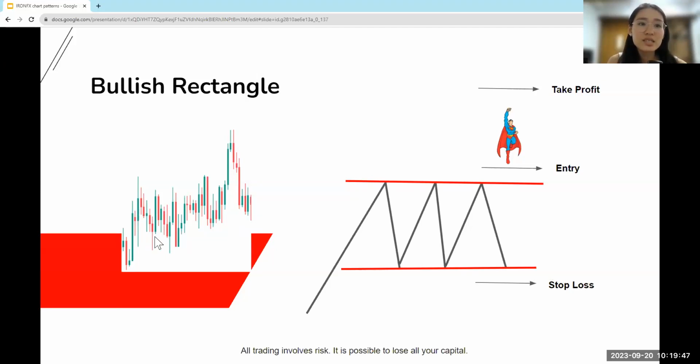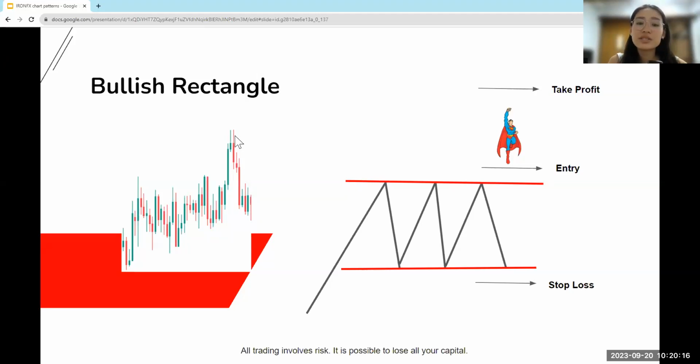So if you connect this area here, it's pretty easy to spot. It's just about the same length of candlesticks and wicks. So our entry would be the upper boundary, and our stop loss would be the lower boundary. And then we're expecting price to break out of this consolidated area and hit our take profit. Okay, so that's for a bullish rectangle.